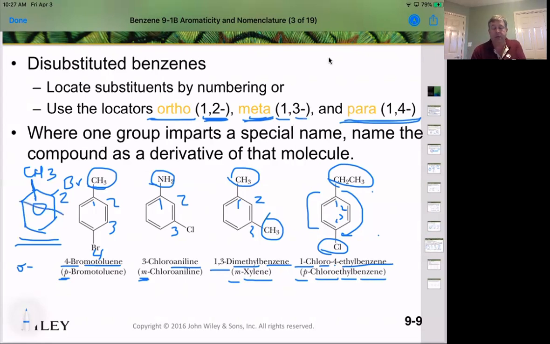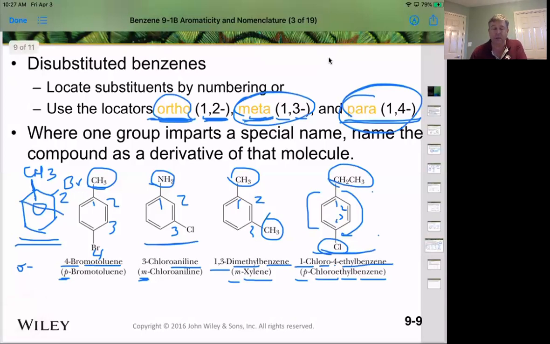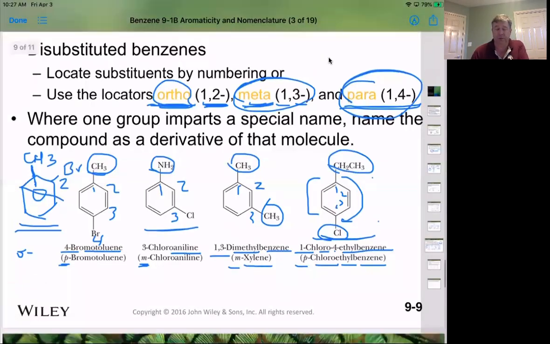Okay, so we're using all of those same nomenclatures we have, but we're adding something where if it's a 1,2, we have the ortho configuration. If it's 1,3, we have the meta configuration. And if it's 1,4, we have the para configuration. Okay. So what if we have more than 2 substituents?